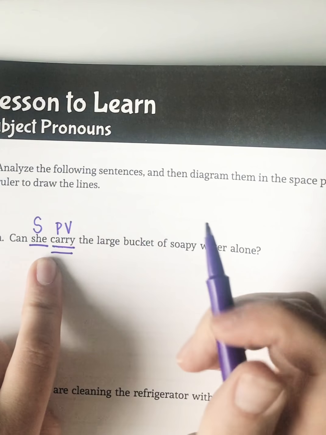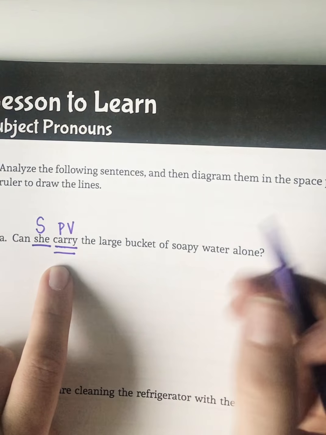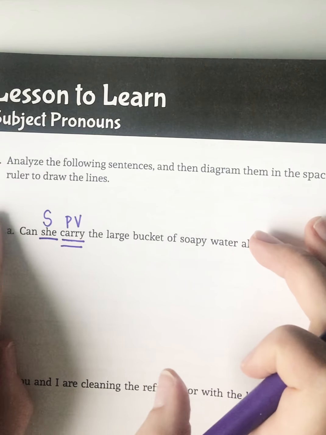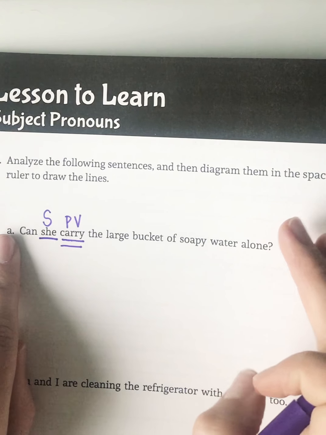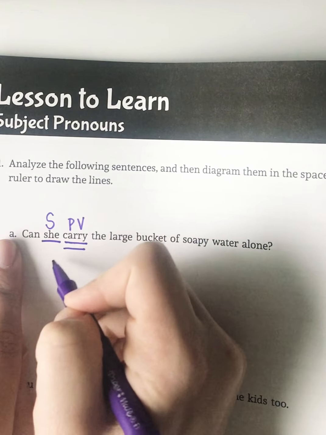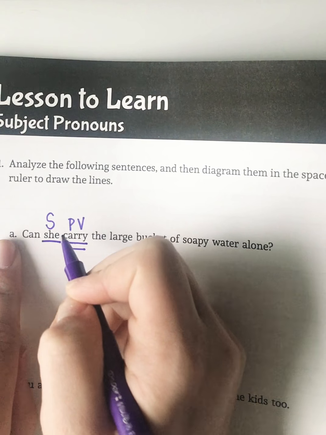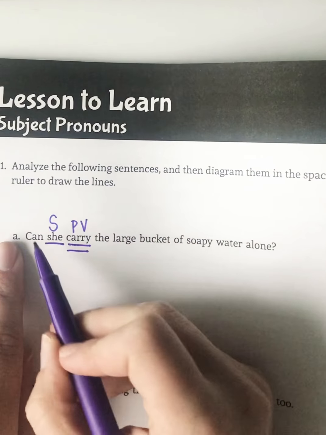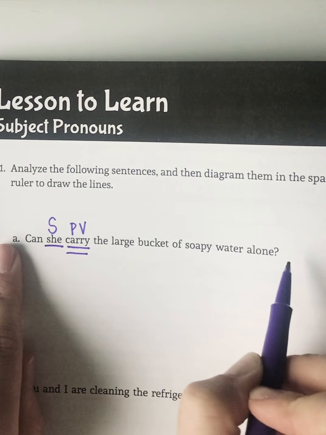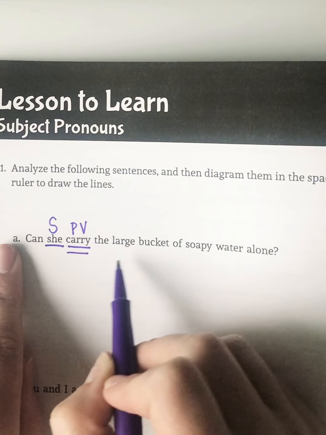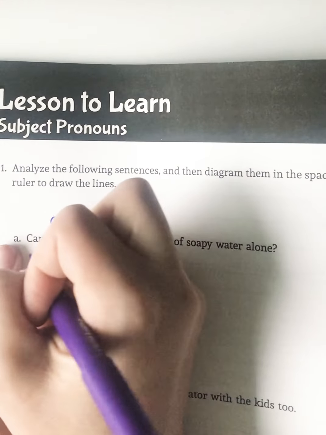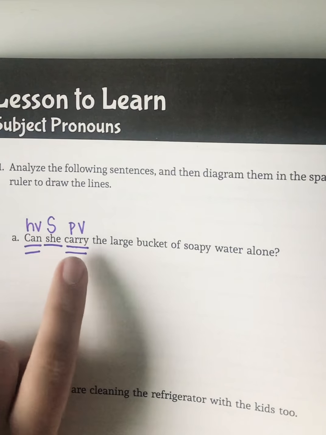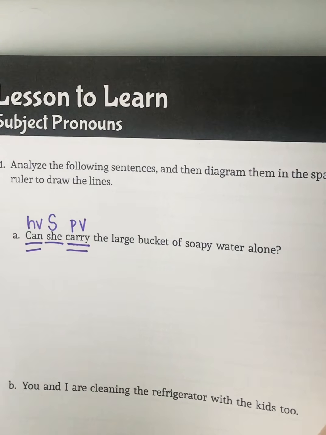And I also have a helping verb in this sentence. Now remember, whenever I've told you in class that if you can take the word and make it into a question or move the word and put it in front of the verb and it still makes sense and turns it into a statement, you have a helping verb. Can she carry the large bucket of soapy water alone? She can carry the large bucket of soapy water alone. Can is my helping verb. It is helping the verb to make sense in this sentence.